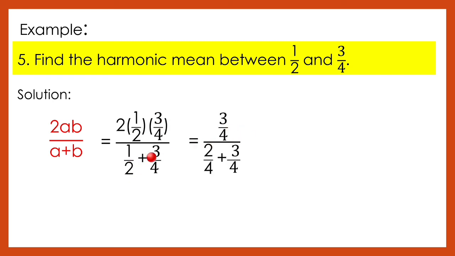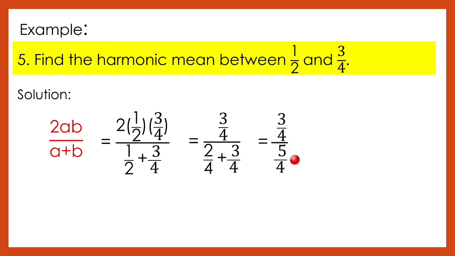And then 1/2 plus 3/4 are the similar fractions. Gagawin natin similar fractions. Ang GCF is 4. So, 1/2 is equal to 2 over 4 plus 3/4. Then, let's add the numerator. In the numerator, we have 2 plus 3 is 5. And then, yung common denominator nila is 4. So, 3 over 4 divided by 5 over 4.